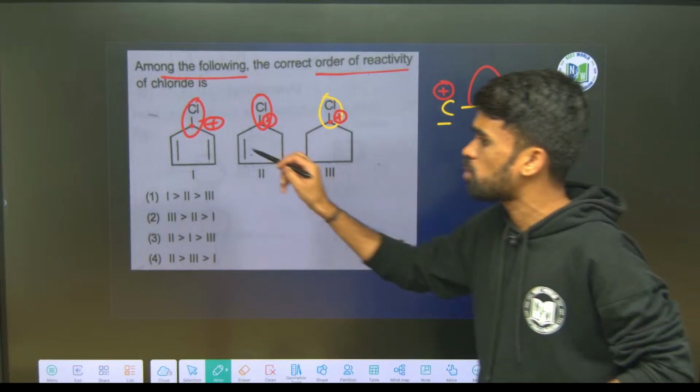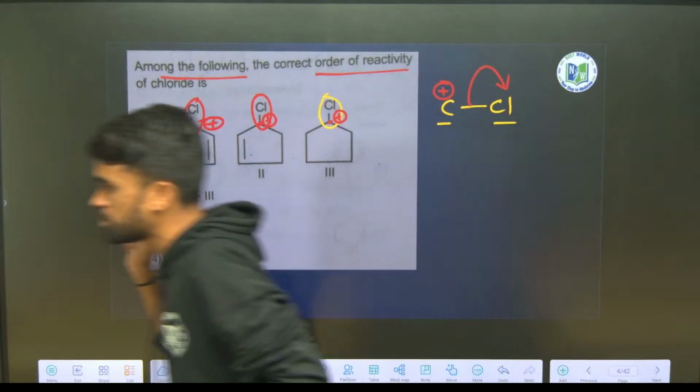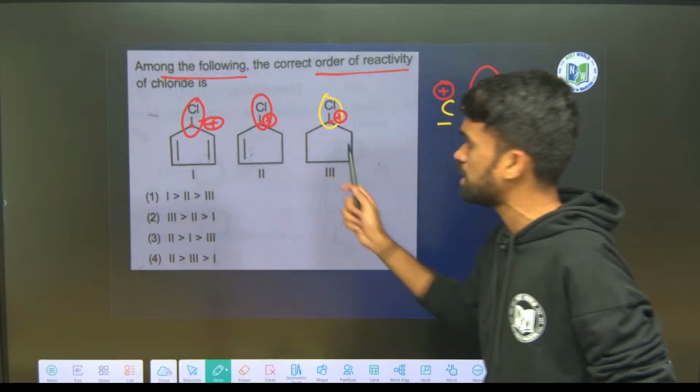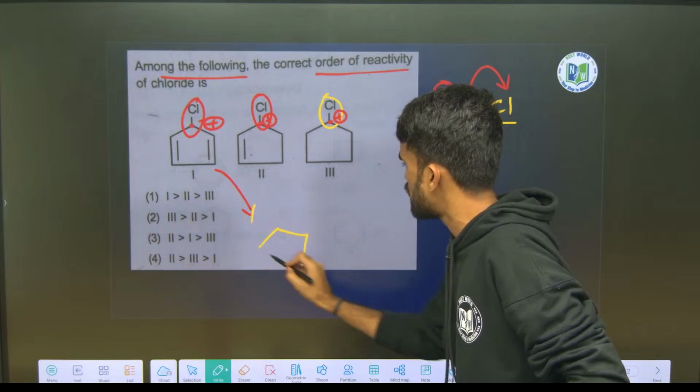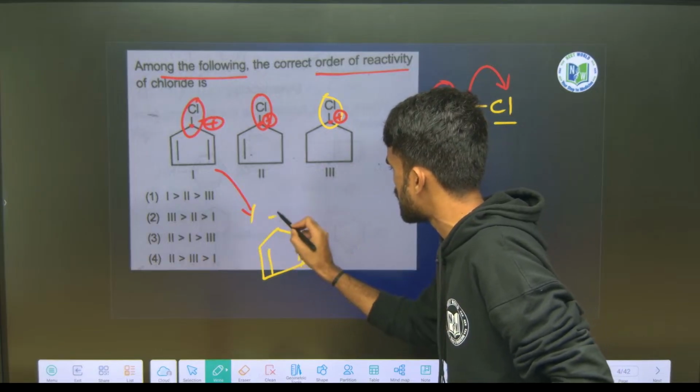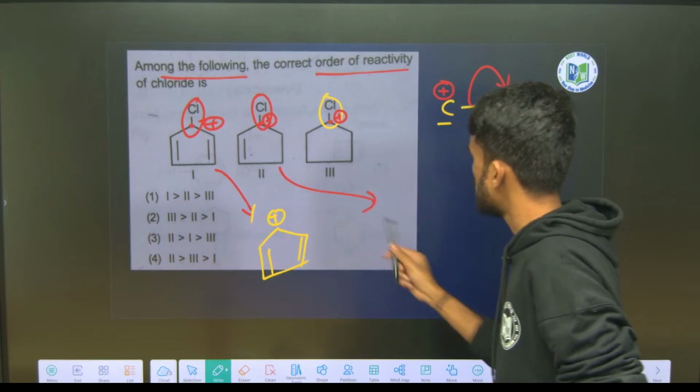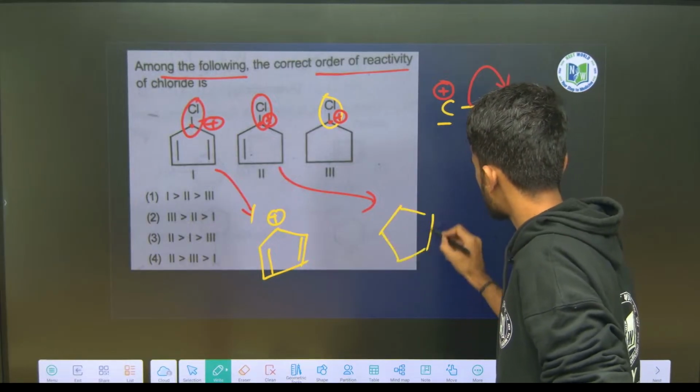Now which carbocation is more stable in these 3? Tell me. After removing chloride ion, we are getting a carbocation like this in the first case. In the second case, you have something like this.